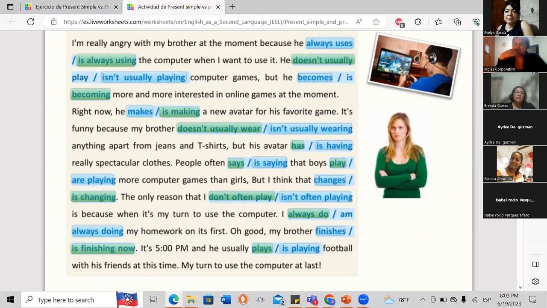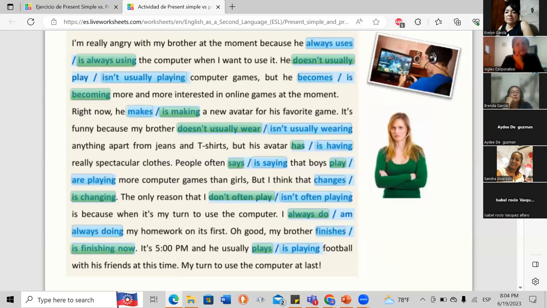I am really angry with my brother at the moment because he is always using the computer when I want to use it. He doesn't usually play computer games, but he is becoming more and more interested in online games at the moment. Right now, he is making a new avatar for his favorite game. It's funny because my brother doesn't usually wear anything apart from jeans and t-shirts. But his avatar has really spectacular clothes.